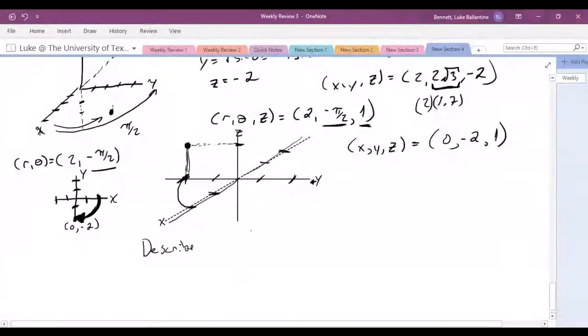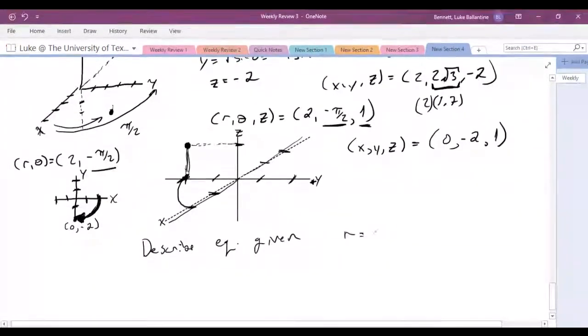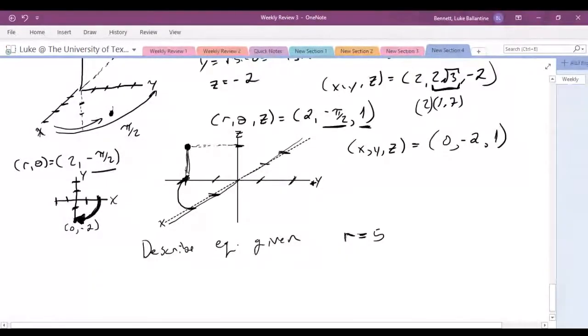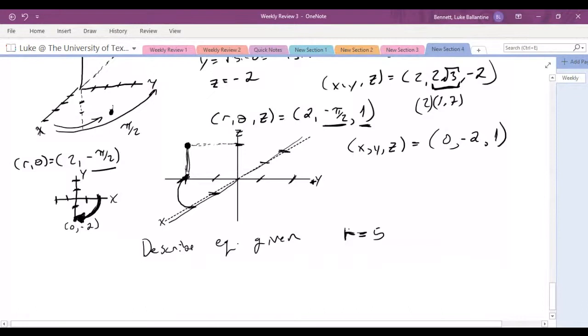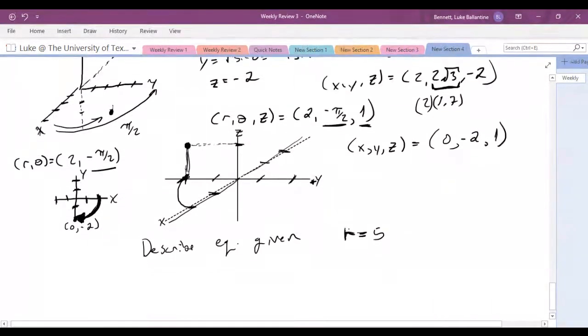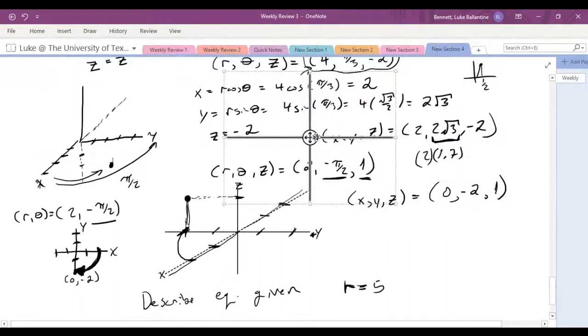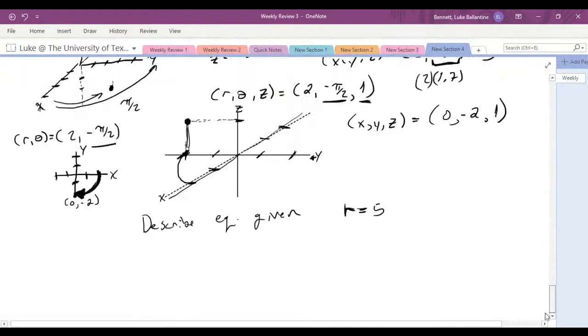All right. Describe the equation given, r equals 5. What would this represent as a surface in R3? It doesn't depend on theta, and it doesn't depend on z. So we get a cylinder with radius 5 centered at the origin.